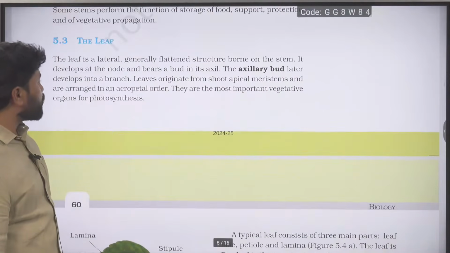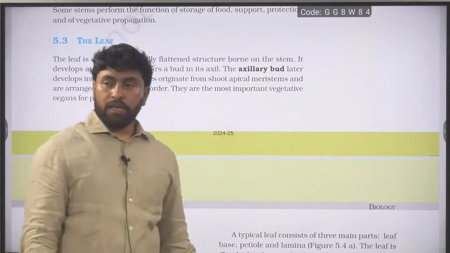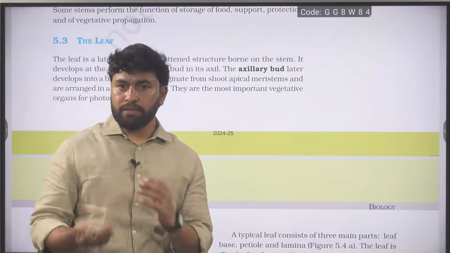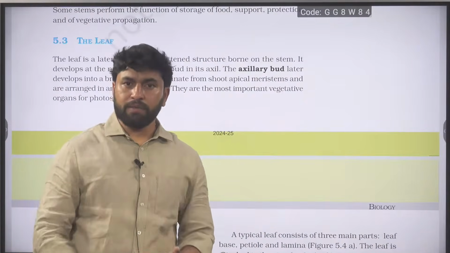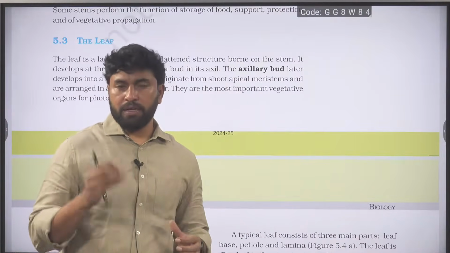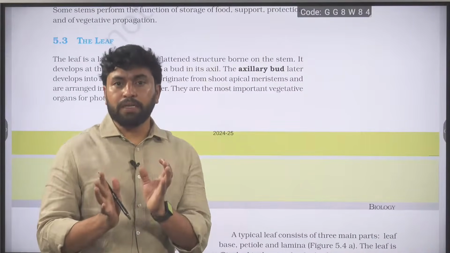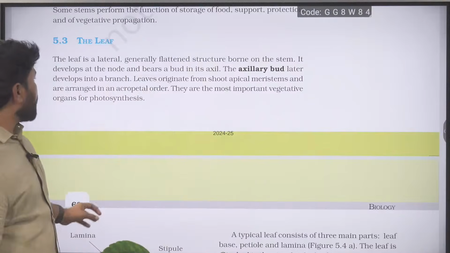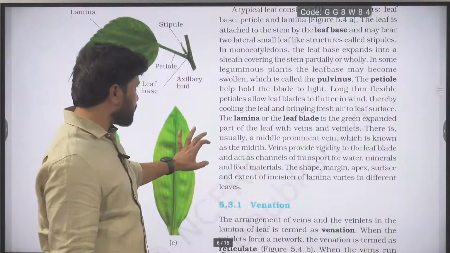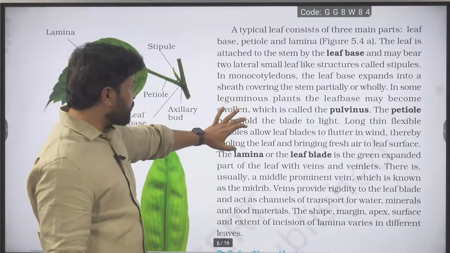Leaves originate from the shoot apical meristem and are arranged in an acropetal order. Underline that. Leaves are always developed in acropetal order. Flowers may have various modifications, but on the surface of the stem, leaves always develop in acropetal order, which means younger leaves are at the tip of the stem, older leaves are always present at the base of the stem. Next one, they are the most important vegetative organs of photosynthesis. We know that. If you are talking about leaf, there are some important things we need to remember.